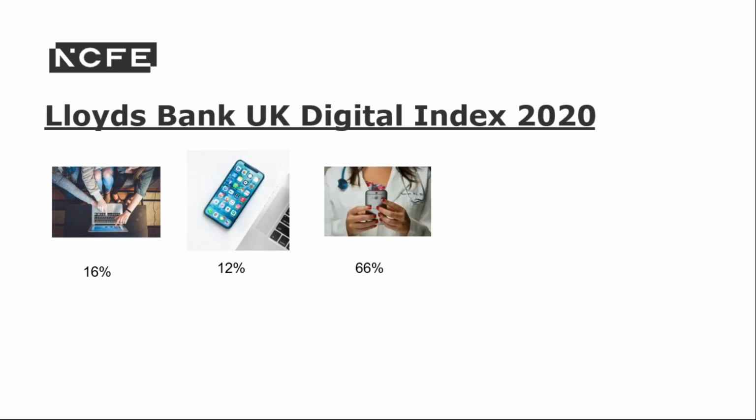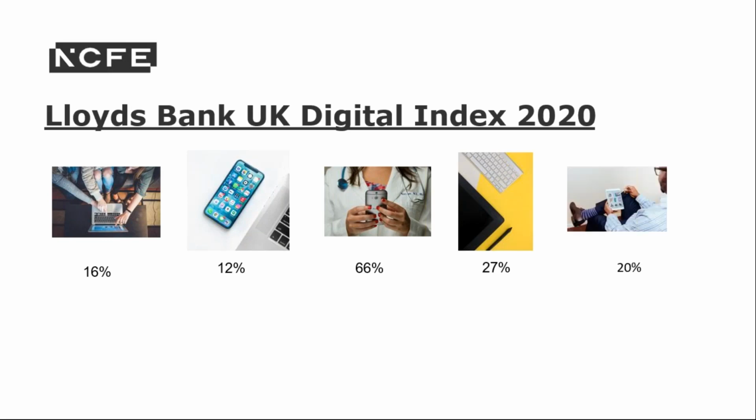Two thirds, that's 66% of those online, have not used the internet or digital apps and tools to manage their health. And 27% of those in full-time education are concerned their digital skills are not good enough. And 20% of the UK workforce do not believe their digital skills are good enough. So adequate digital skills can have an impact upon social mobility.